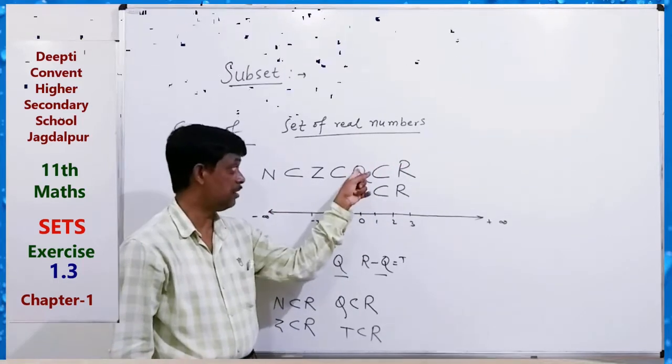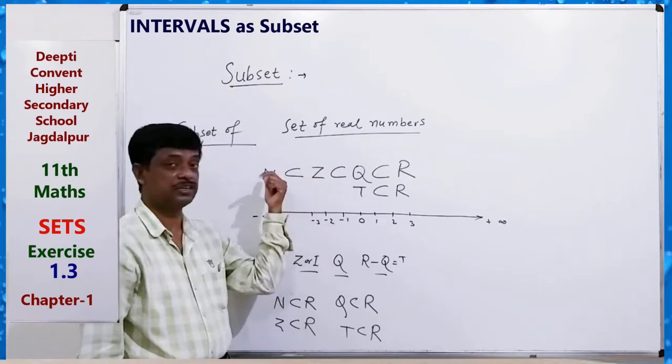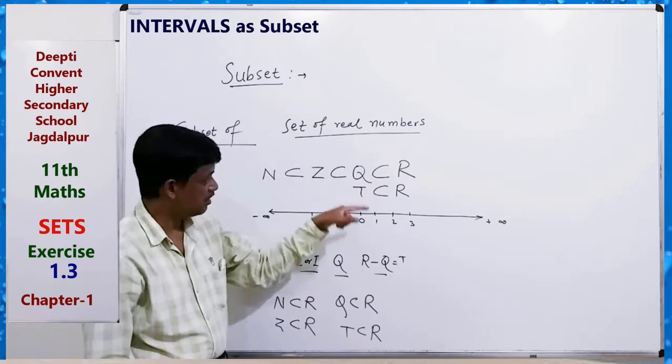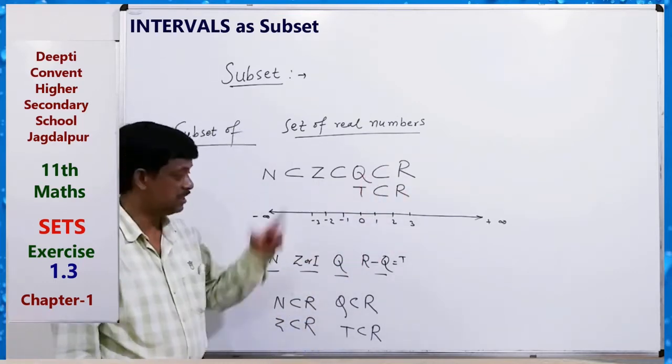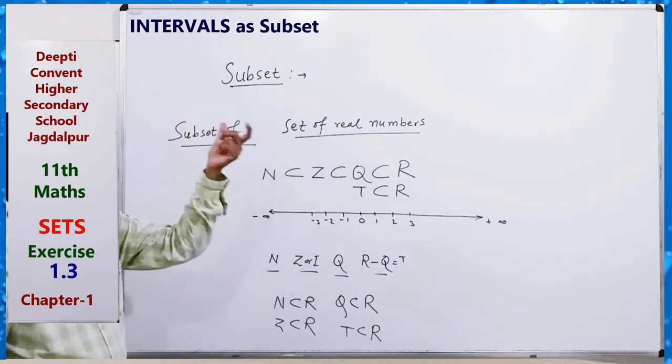Because there is some element which does not belong here. There is some element which does not belong here. So we are writing like this. That is, here we see that R is a superset of all these sets. So these are our basic discussion about subsets of the set of real numbers.